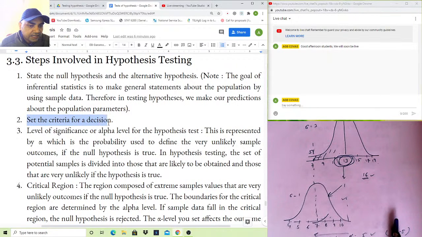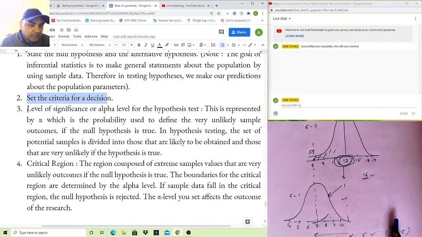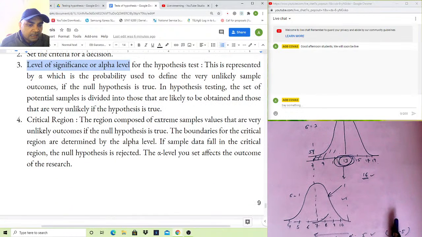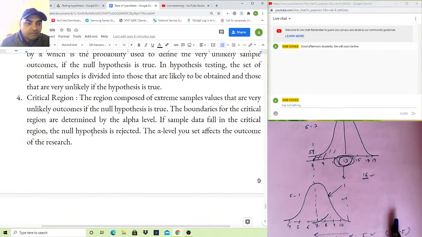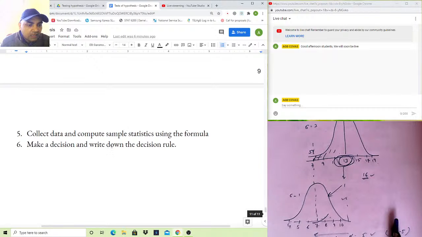Now, set the criteria for a decision. Then set the level of significance, the alpha level. And then the critical region, that is, the region composed of extreme values that are very unlikely outcomes if the null hypothesis is true. So the boundaries for the critical region are determined by the alpha level above. Collect the data, compute the statistic using the formula, make a decision and write down the decision, that whether you accept the null hypothesis or reject the null hypothesis.